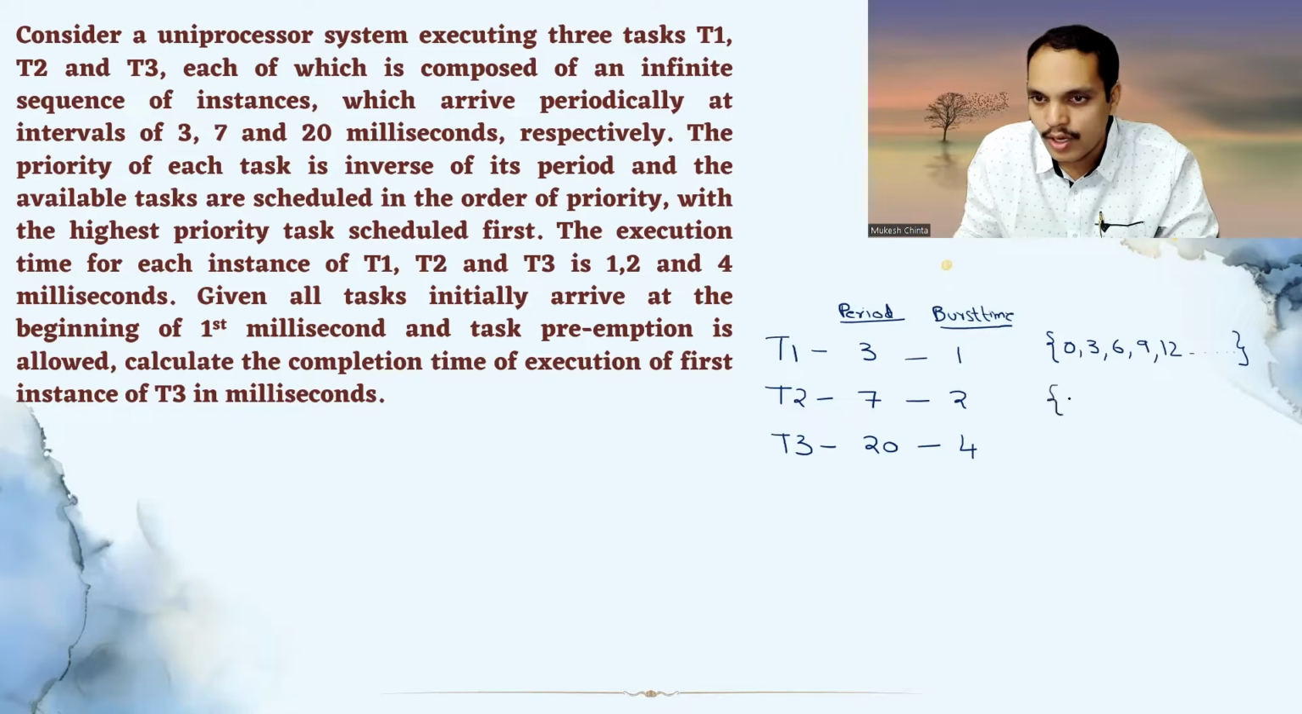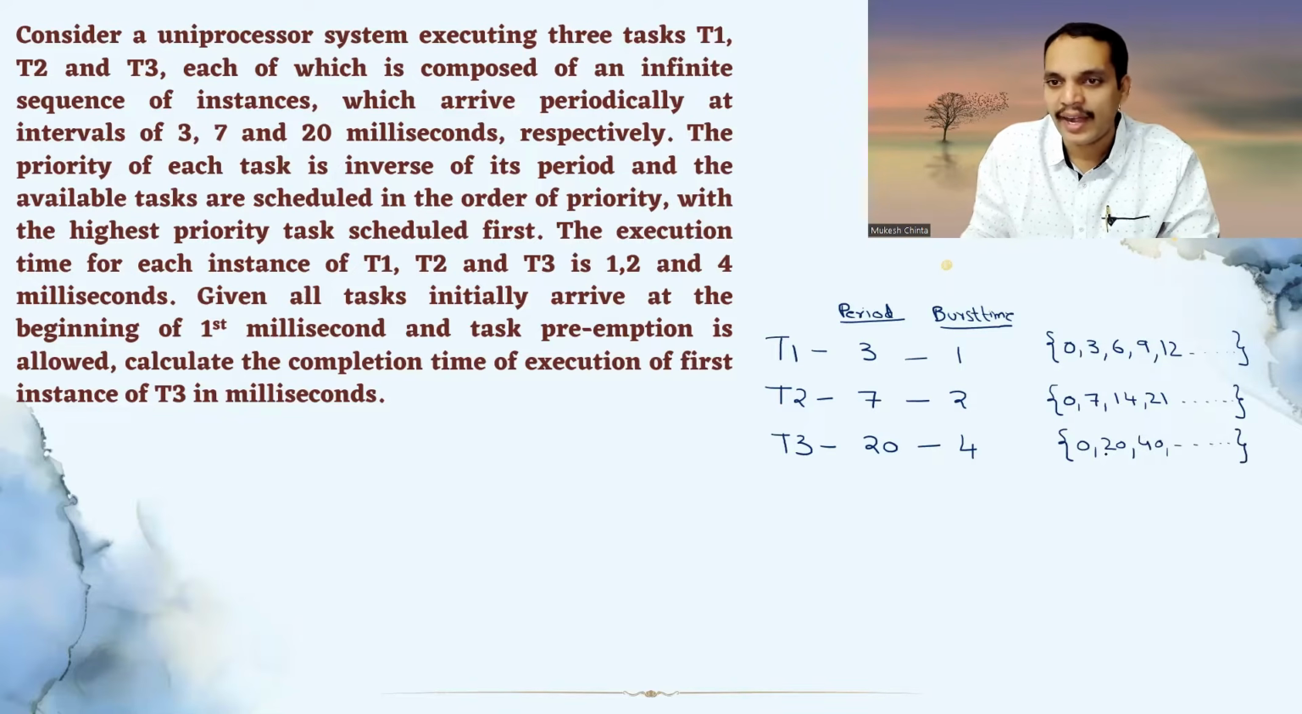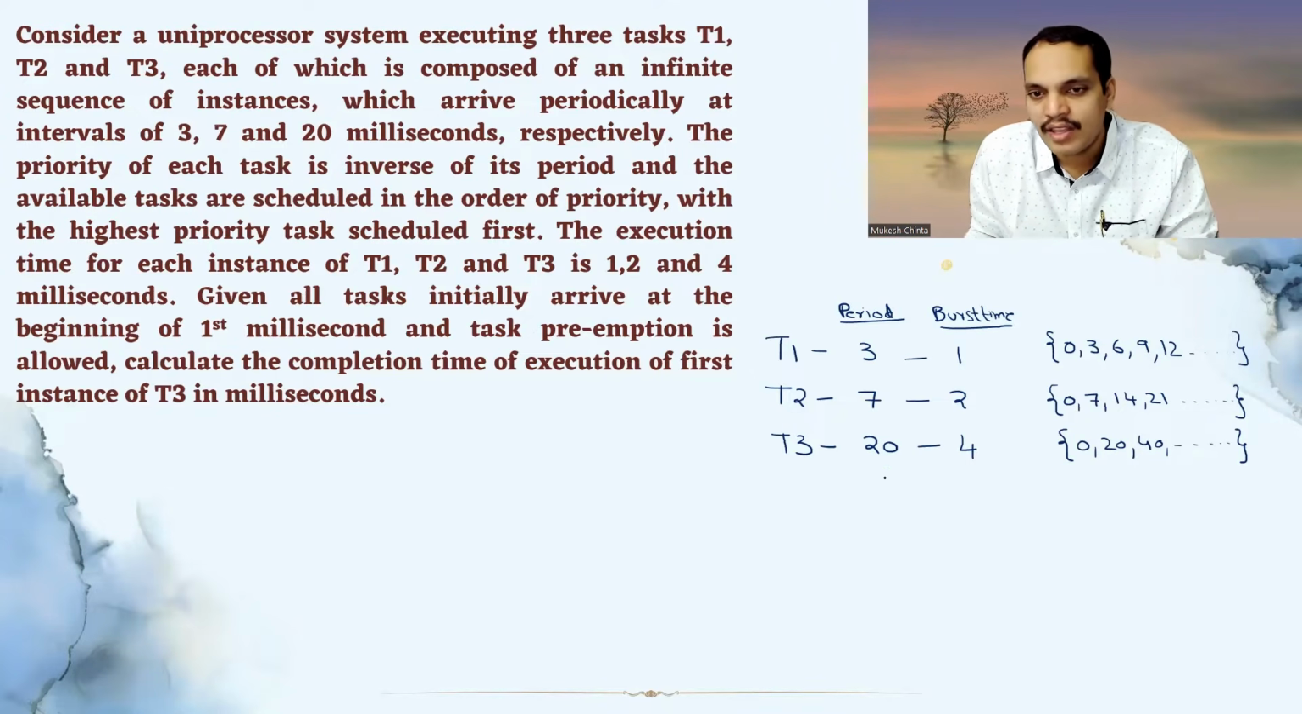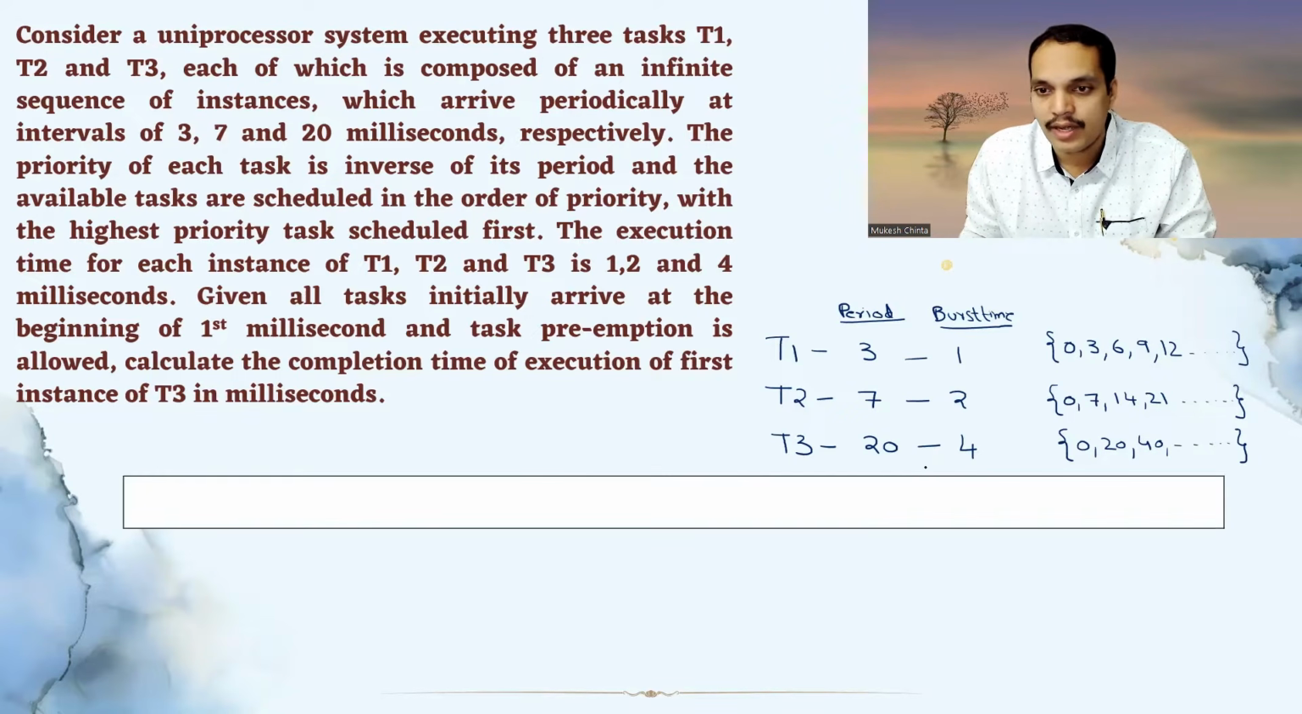Similarly, T2 arrives at 0, 7, 14, 21, and so on. Similarly, T3 arrives periodically at 0, 20, 40, 60, and so on. I write like this because it makes my calculations much easier. So this is what is given, and we have to find out when the first instance of T3 gets completed. For that purpose, let us start our working with the Gantt chart.